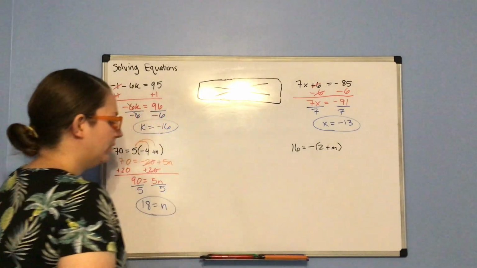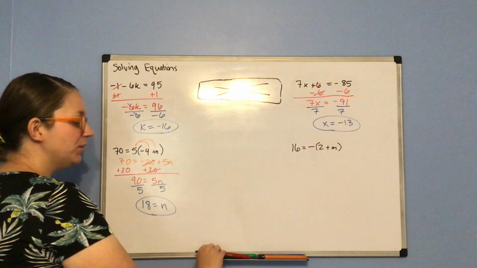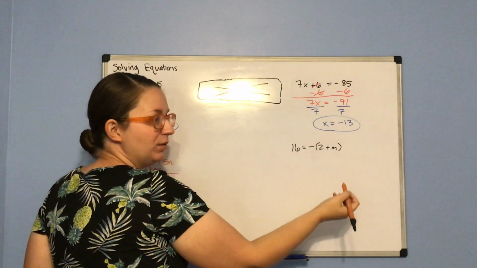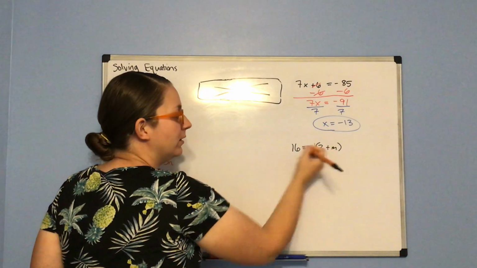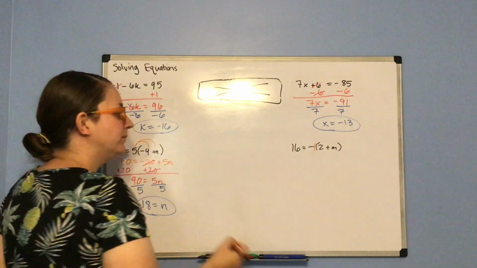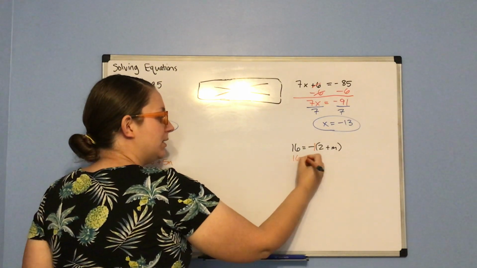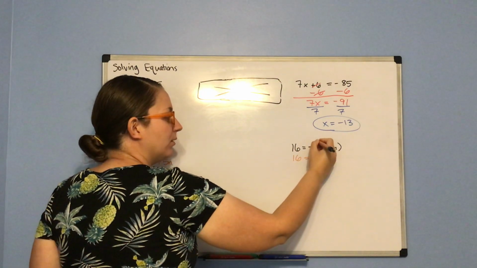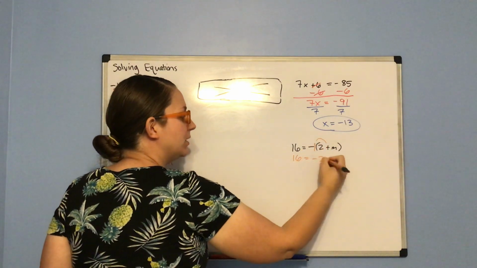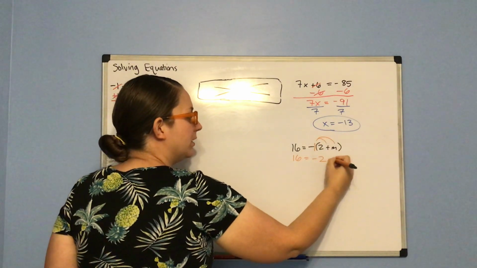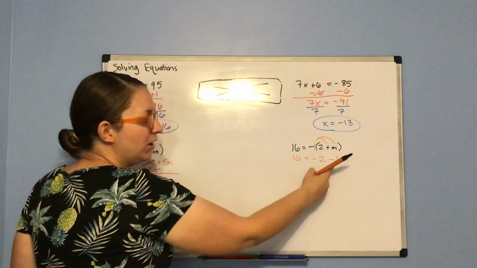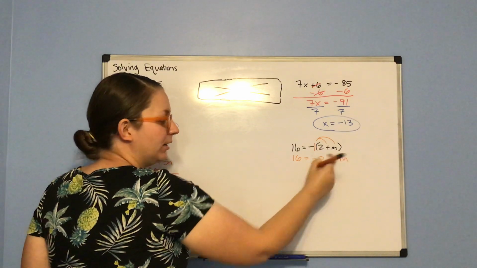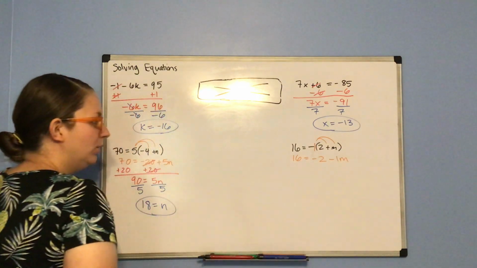Moving right along. This next one is also a distribution problem. We have a negative in front of parentheses. Remember, when you have a negative in front of parentheses, that's the same as a negative 1. So draw that negative 1 in if it helps you. So 16 equals will stay the same, nothing changes there. On the other side, we need to distribute negative 1. Negative 1 times 2 is negative 2. Negative 1 times m is negative 1m. You don't have to write that 1 there, but I'm doing it just to remind ourselves that there's something we need to do there.